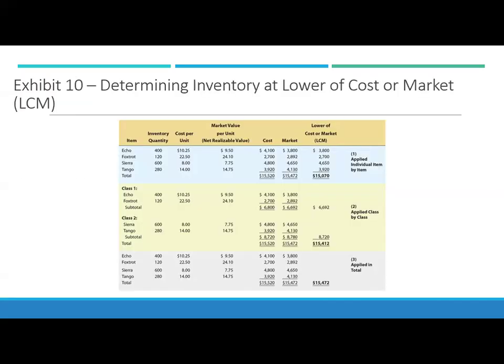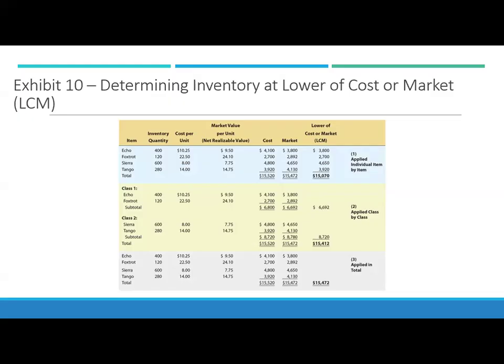So it's $4,100 cost, $3,800 market value. And then the lower of cost or market is $3,800. And this is also an example of taking the inventory lower of cost or market exercise at the individual item level, applied by class and applied in total. And so you can see comparing each and every item, we take the lower of cost or market for each.